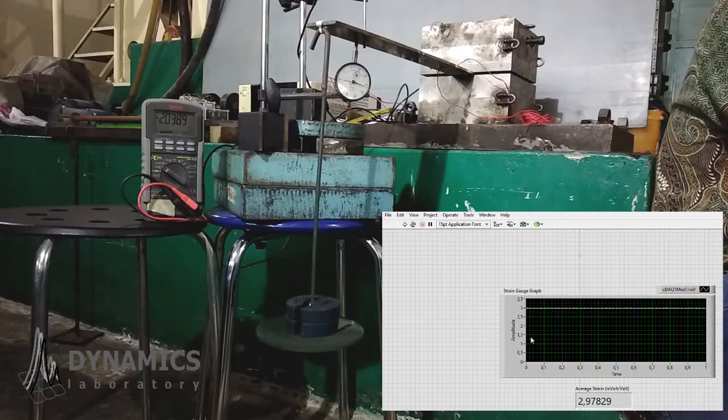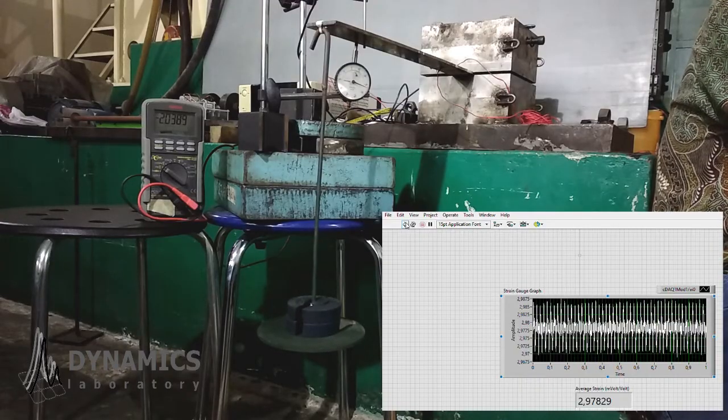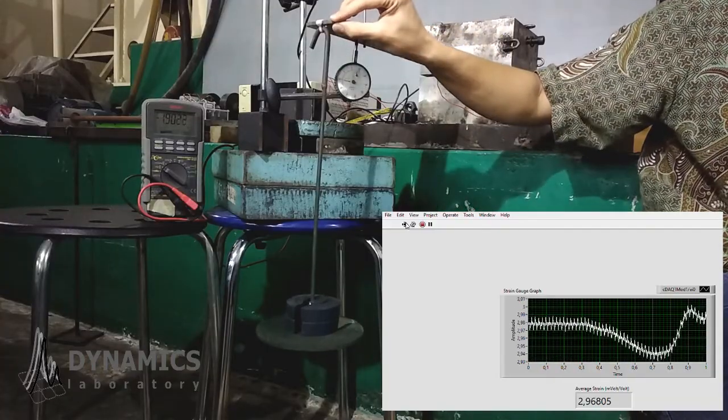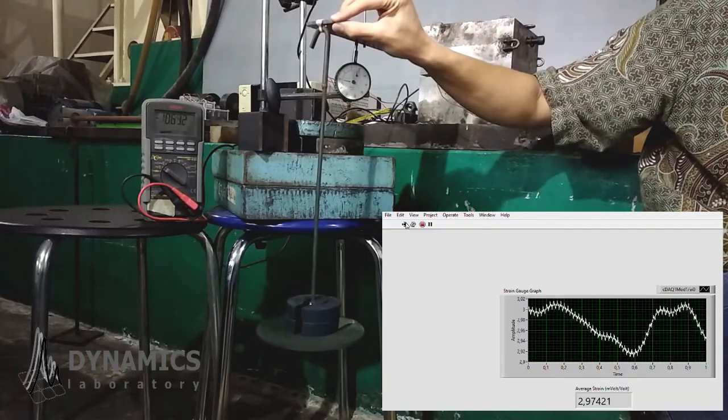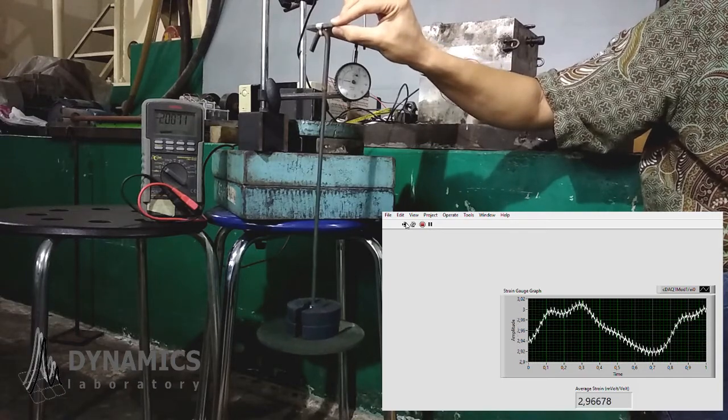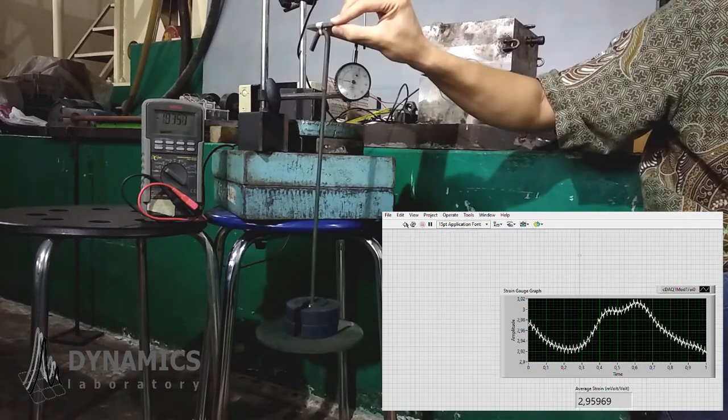Let us try it. Start the program and then move the beam up and down. You see that it will not be a straight line anymore. You will see the response from the beam.